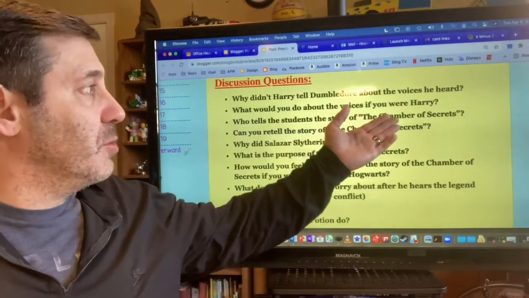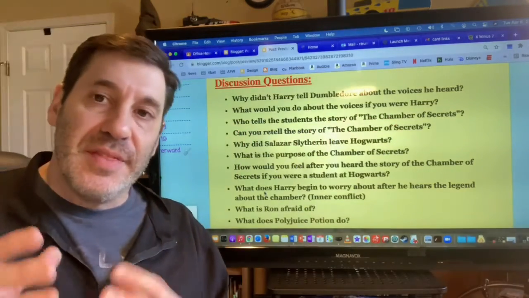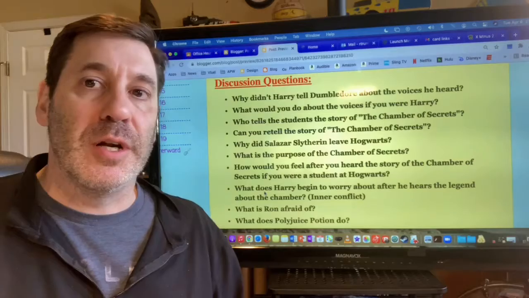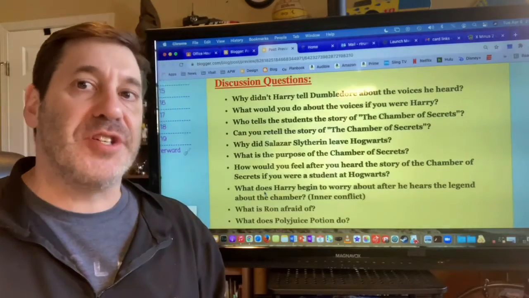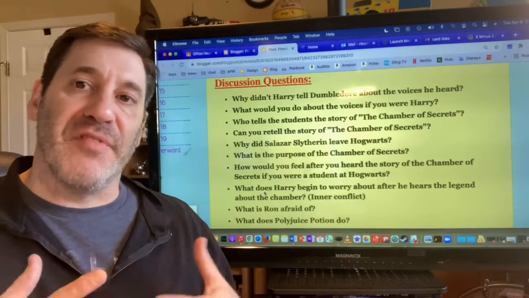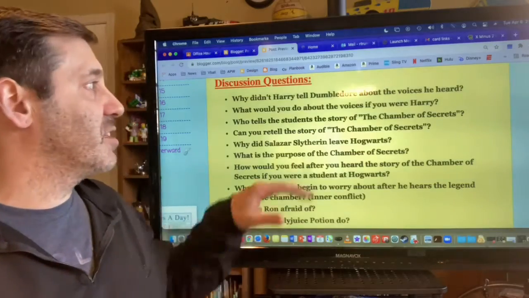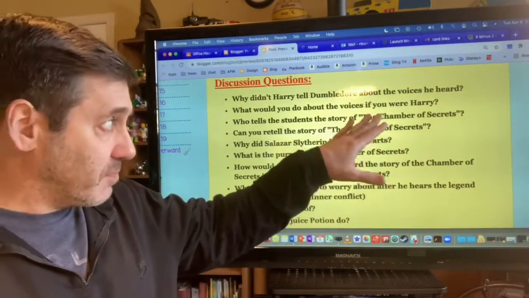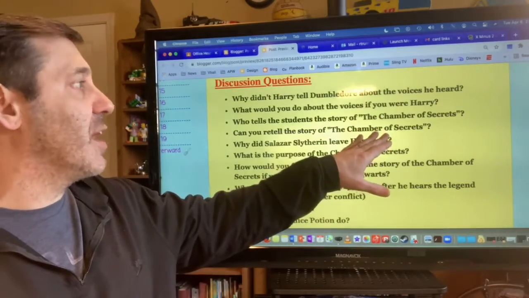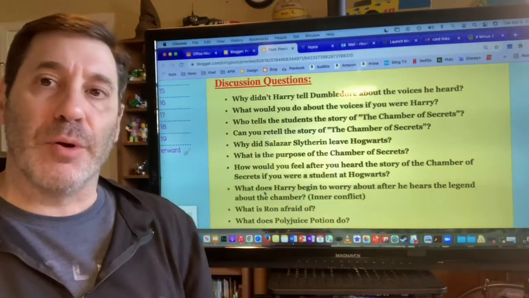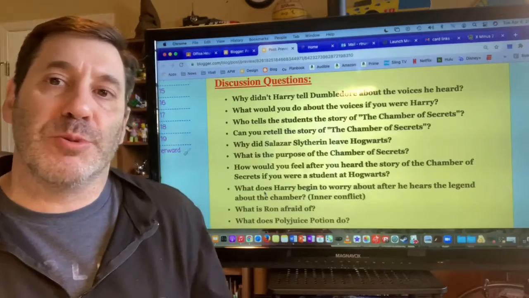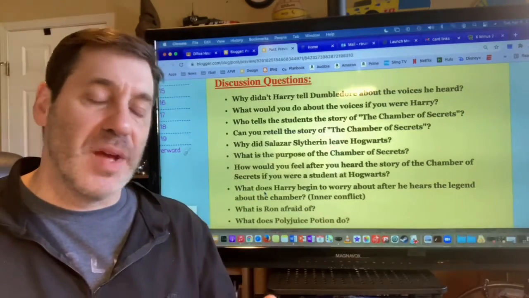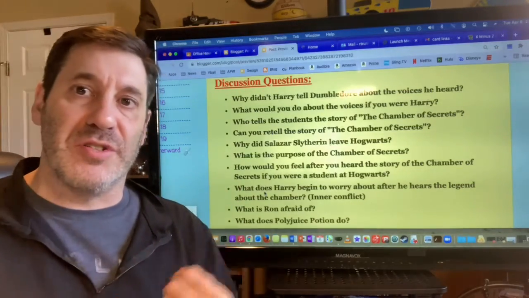Who tells the students the story of the Chamber of Secrets? This is a really big chapter because we learn about the legend of the Chamber of Secrets. And it's Professor Binns who tells the students the story about that legend. I don't want to dive too much into the actual legend because that was in our reading. But we know that Hogwarts was founded by those 4 witches and wizards. There was actually 2 witches and 2 wizards.